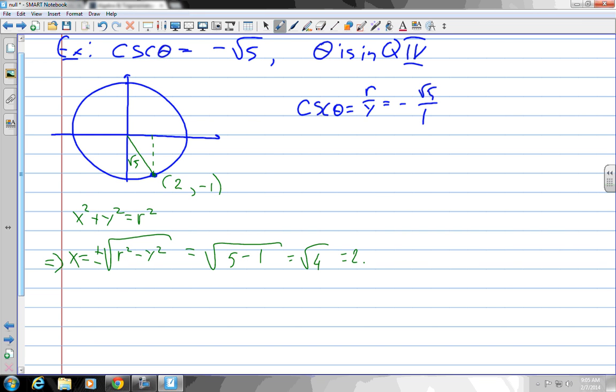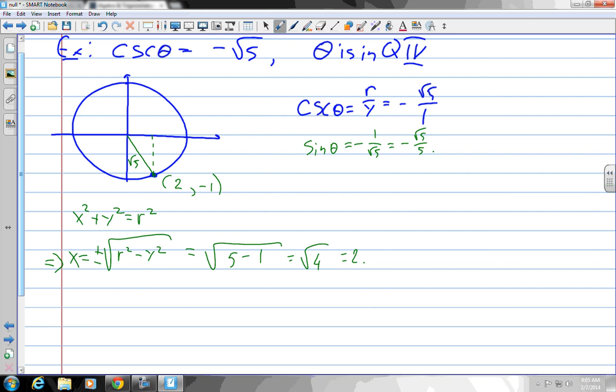Okay? So now we can go ahead and find the rest of the functions. So let's say, well, sine is easy. Sine is the reciprocal of that one, but sine is y over r, so it's negative 1 over the square root of 5. We rationalize that, you get negative square root of 5 over 5. Right?